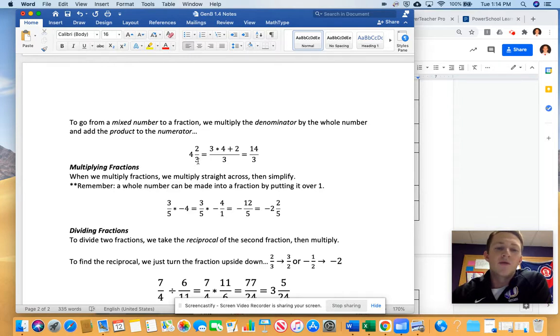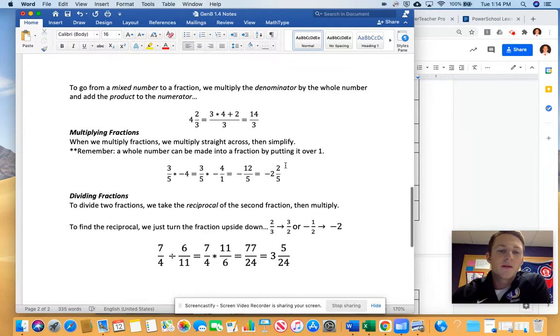Now, to go from a mixed fraction to a normal fraction, we take the bottom times the outside plus the top. So 3 times 4 plus 2, that's 14. And then we still leave it over the denominator, the number on the bottom. So 14 over 3. It's kind of going the other direction.